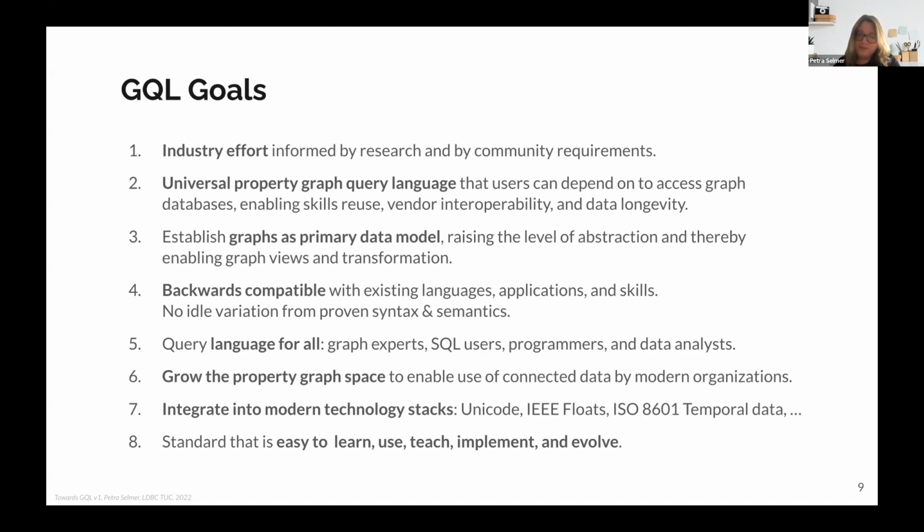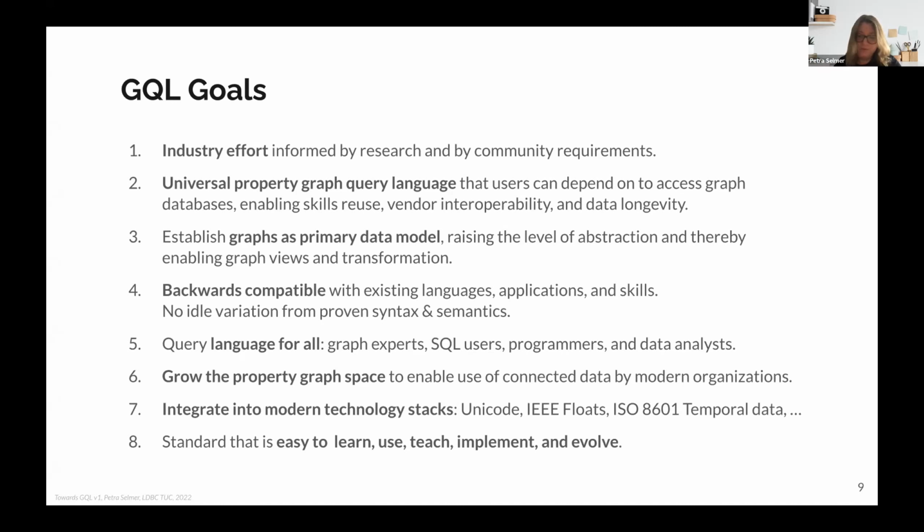We also want to make sure that the notion of graphs is established as a primary data model, and also that we are backwards compatible with existing languages. So what we've done in working with SQL, in particular with SQL PGQ, is to make sure that we don't idly vary from SQL. So if SQL does something in one way and we notice that in GQL we're going to do that same thing, we're going to attempt to stick with the way SQL does that. And again, that's just to make sure that we keep in lockstep. We don't vary for no particularly good reason.